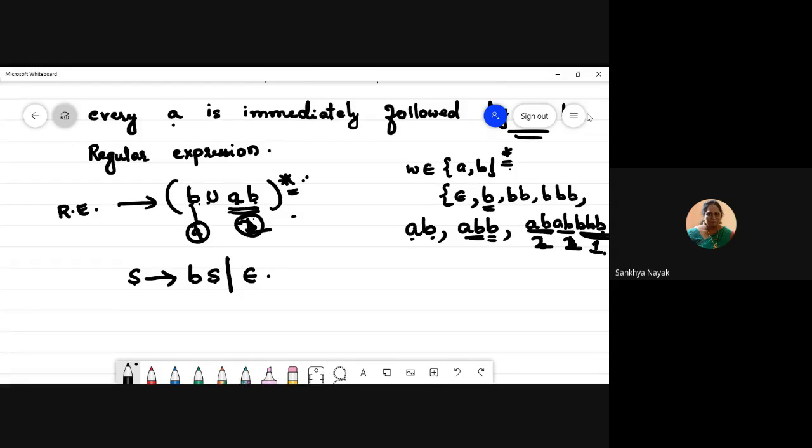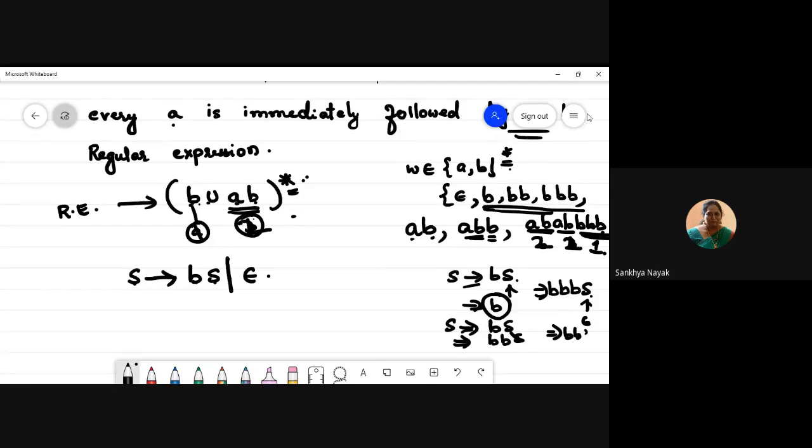Like for example, single B you want? Okay, S derives BS, and next time I'm going to put the epsilon. So S derived B. Okay. I want multiple B's. So S derives BS. Again I'll expand this B, right? So BBS, I can go on generating any number of B's from that. And ultimately I'll put epsilon and stop. Right? So for all this part, this is enough.